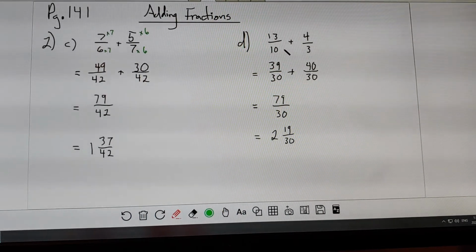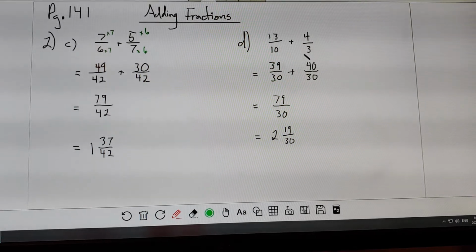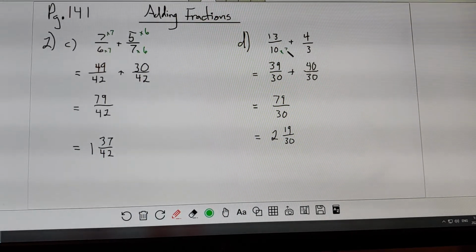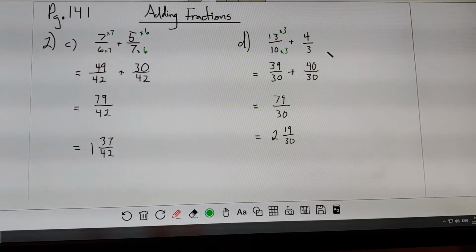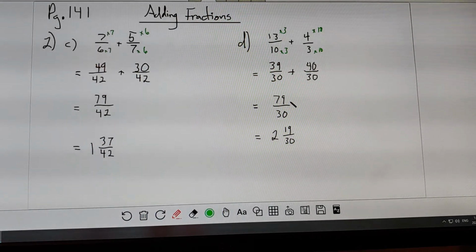Okay, over to D. So we have 13/10 and 4/3 being added together. Again, 3 is a prime number, so the only way I'm going to get a common denominator is by multiplying them together. So this whole fraction was multiplied by 3, and this whole fraction was multiplied by 10. Okay, so that gives us 39 over 30 and 40 over 30. Add the numerators, 79 over 30.